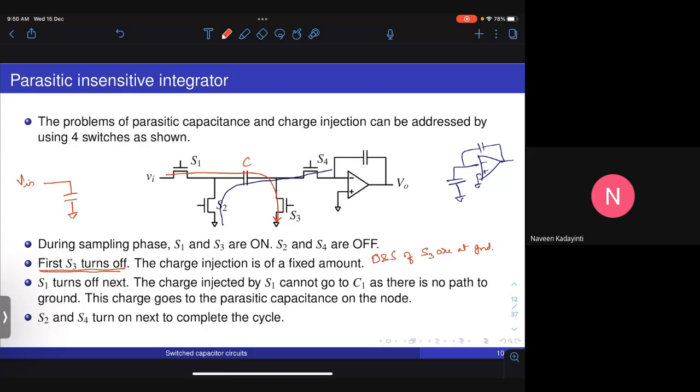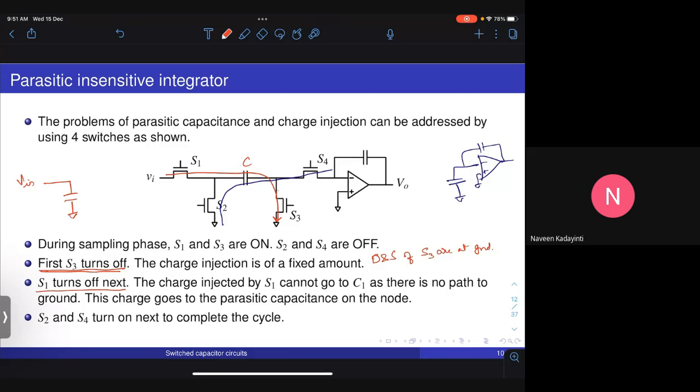We will see how. Okay, so S3 turns off first, injects a charge which is a fixed amount, depends only on the clock voltage and ground, basically the difference between these two. After a short period of time, S1 is turned off. Now when S1 turns off, what happens is it will inject some charge. Its channel charge has to go somewhere.